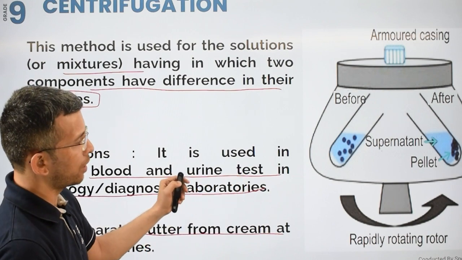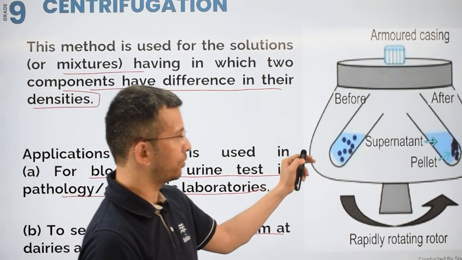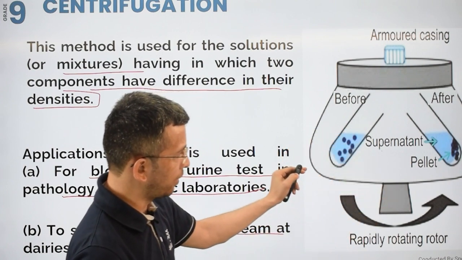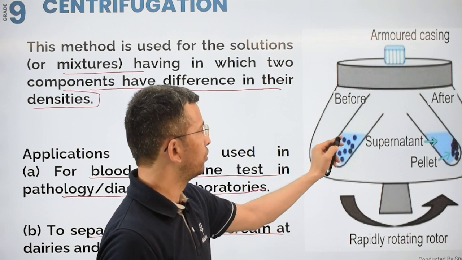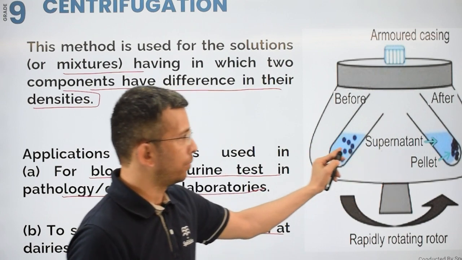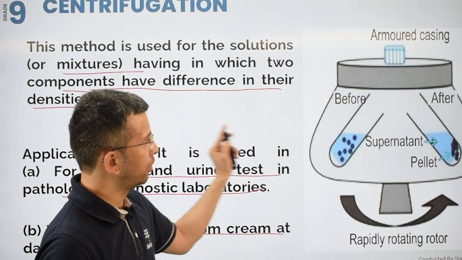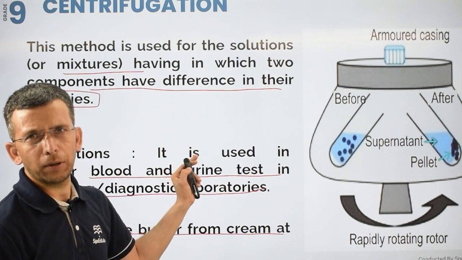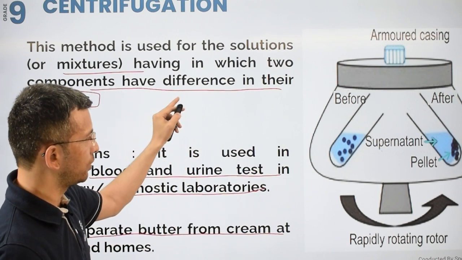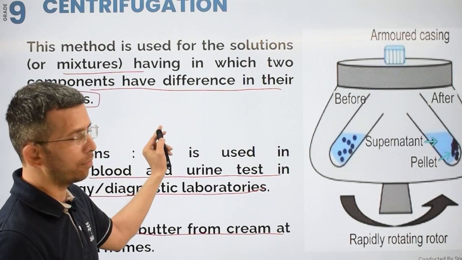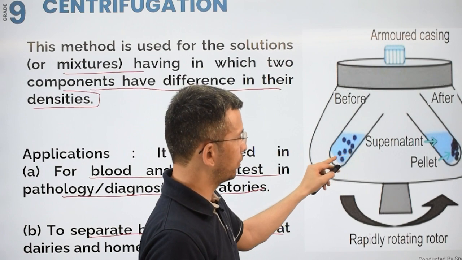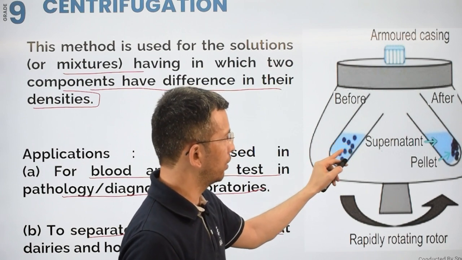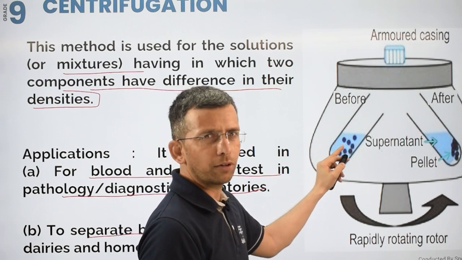Generally this is your centrifugation device here. We need to rapidly rotate all the tubes which contain our mixture. The principle of this method is what? The difference in the density of my two components. So what will happen? This is my before, as you can see here, everything is mixed. The blue and the black dots are mixed here.